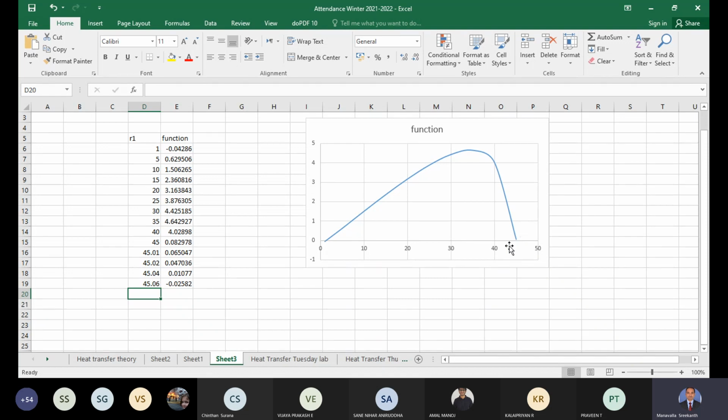So you can see here at about 45.05, it is becoming equal to 0. That is what you can understand from this. Okay. Did you understand what I have done here?